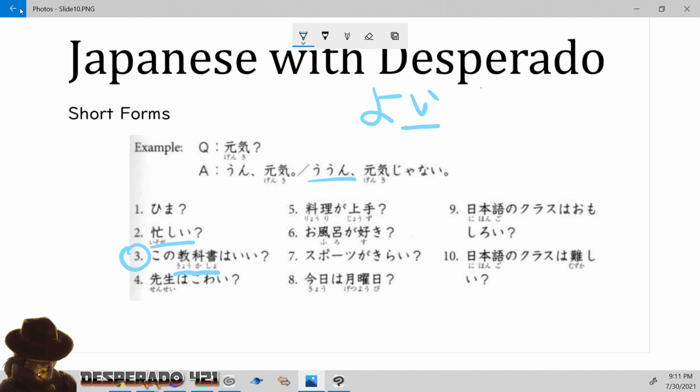Okay, so "kyokasho wa yokunai." Oh, right, there's a "wa" then. I totally didn't see that. "Kyokasho wa"... brain fart. "Kyokasho wa yokunai." Very good. Fantastic.